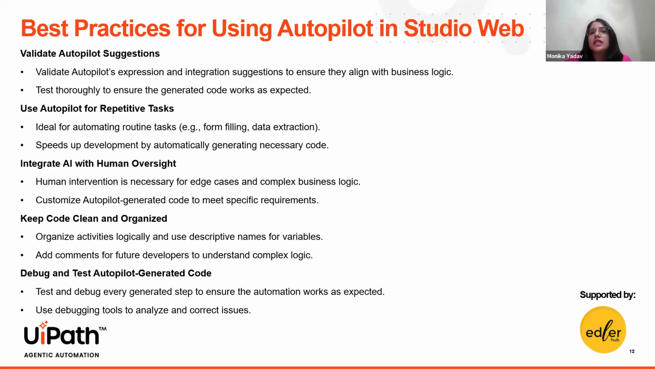Okay. Then the next thing is debug and test autopilot generated code. Don't just assume everything works right out of the box. You should use a debugger to test each part of your workflow that has been created by the autopilot. Step through activities and inspect the variables as well. Then you should catch and correct any logic flaws or runtime exceptions before deploying your bot from testing to production. Studio Web provides tools for breakpoints, logs, and output panels as well. So use them actively during the development of the process.